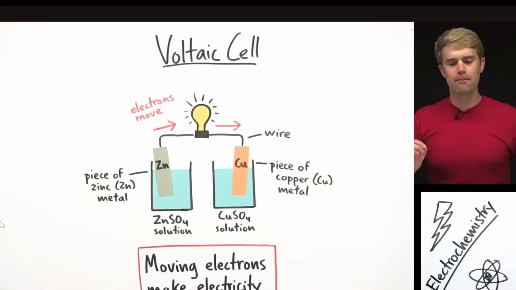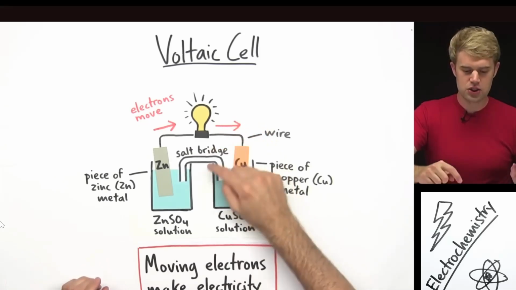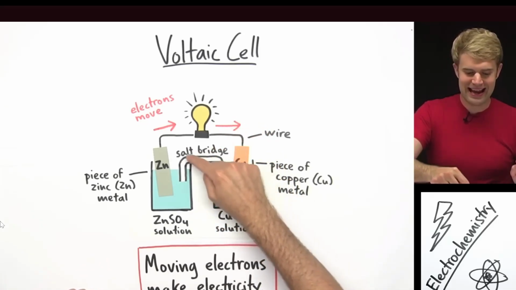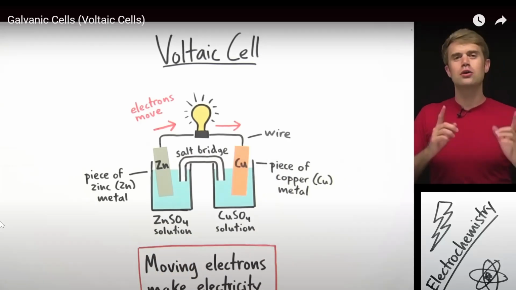All right, so let's see how we actually complete that circuit. There's one more part of the voltaic cell, and that's a little tube called a salt bridge that connects these two solutions. What do you think is in the salt bridge? Salt. What state do you think that salt is in? Is it going to be solid or is it going to be aqueous?